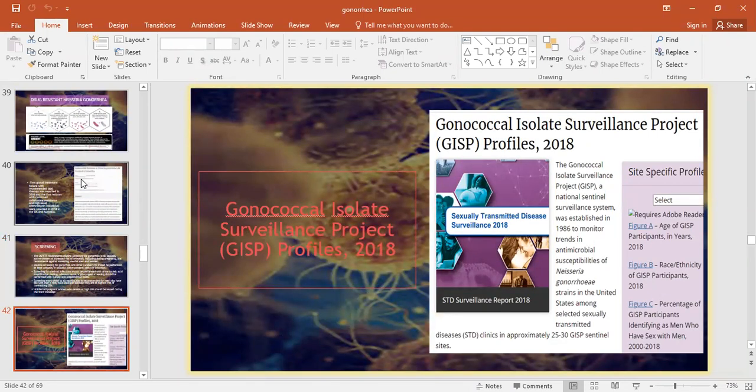Gonococcal Isolate Surveillance Project profiles, 2018. The Gonococcal Isolate Surveillance Project is a national centralized surveillance system established in 1986 to monitor trends in the antimicrobial susceptibilities of Neisseria gonorrhoeae strains in the US among selected sexually transmitted disease clinics in approximately 25 to 30 sentinel sites.